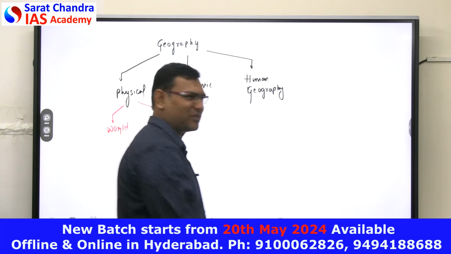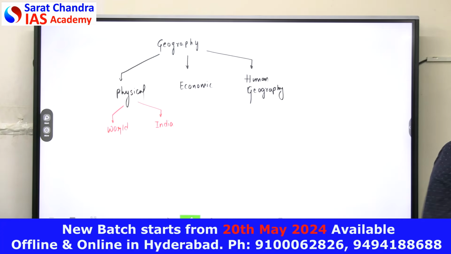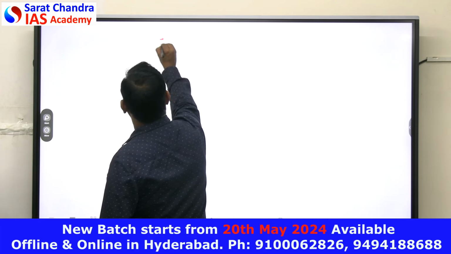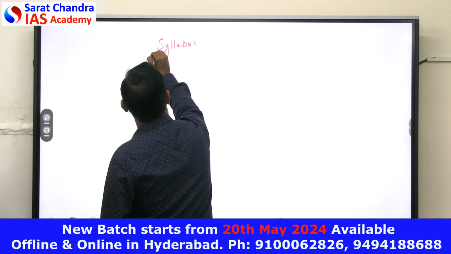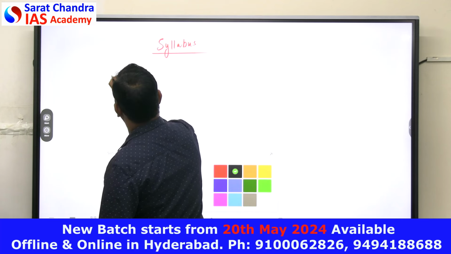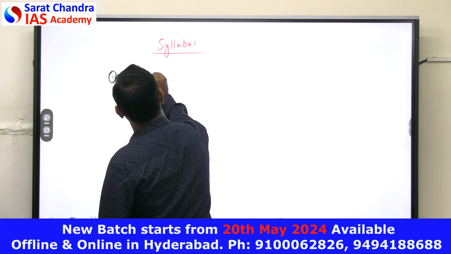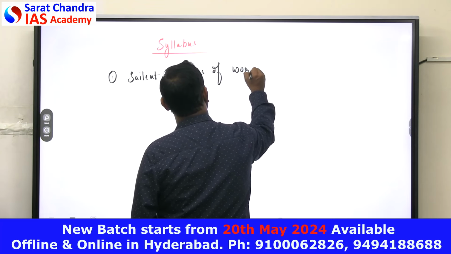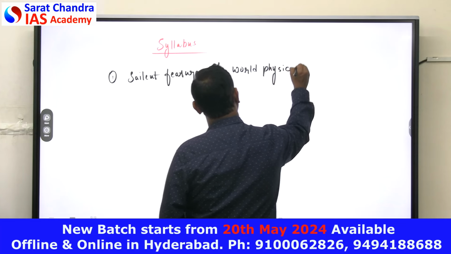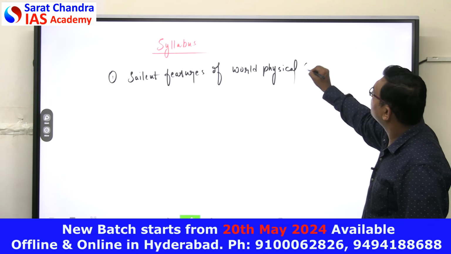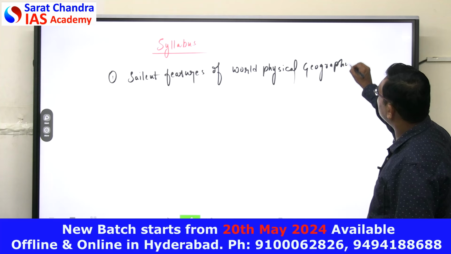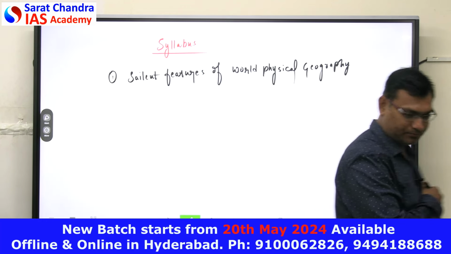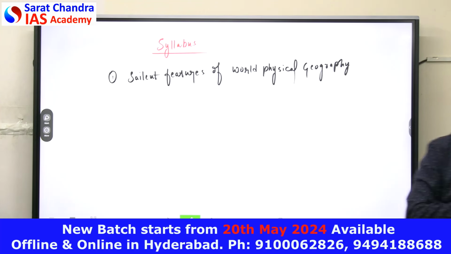What will be there, sir? What is the syllabus? The syllabus is salient features of world physical geography. First one, salient features of world physical geography. See in your syllabus copy, GS paper 1. Is it there like this? Yes, first point. Okay, physical.